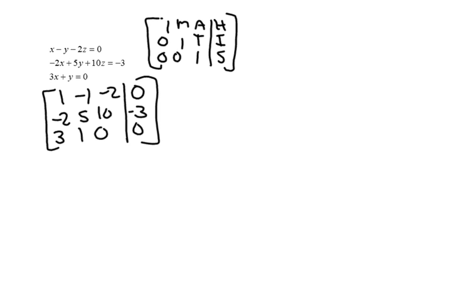Now, notice in this case, the 1 is in the top left-hand corner. So now what I want to do is to get rid of this 2 and make it a 0, and this 3 and make that a 0. So I'm going to use row 1 for both. So let's start with the -2. What do I multiply the first row by and add it to the second row to make that -2 a 0? Well, in this case, we're going to do 2.